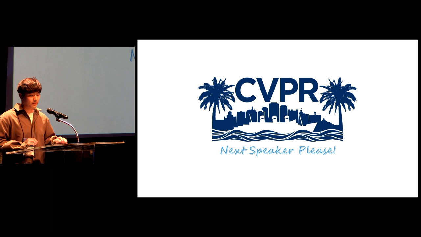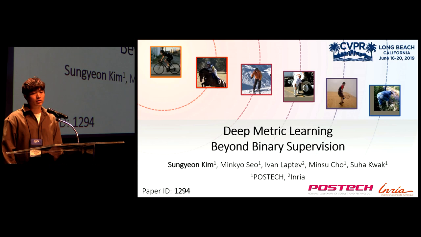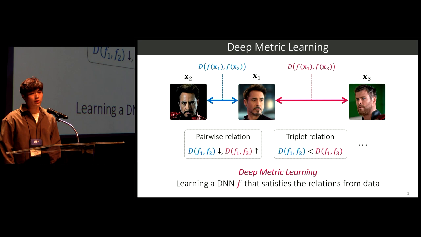Hi, my name is Hong-Xing. I'll be presenting our work on deep metric learning beyond binary supervision. Deep metric learning's goal is to learn an embedding function which places semantically similar images close and dissimilar images far from each other in the embedding space, using relational pairs, triplets, or high order tuples.